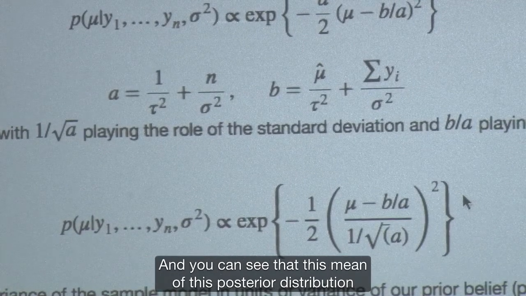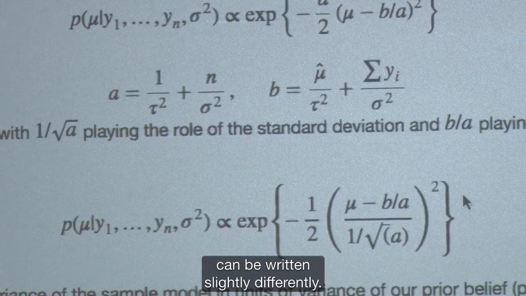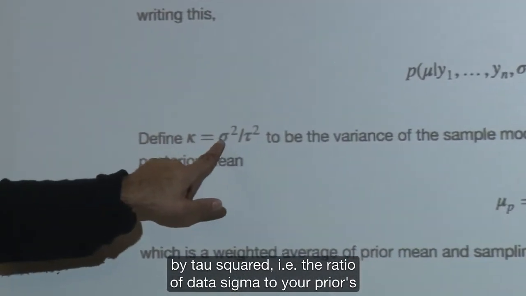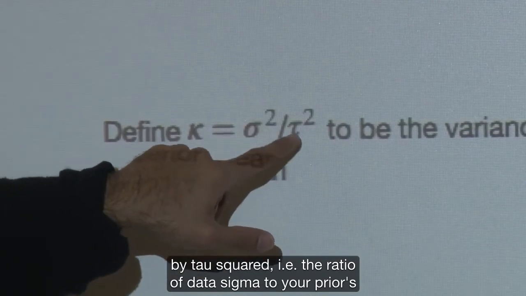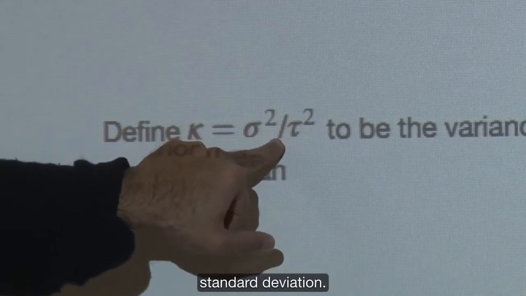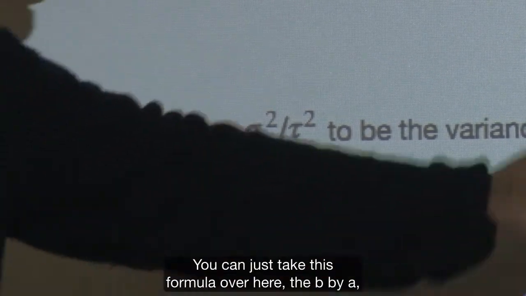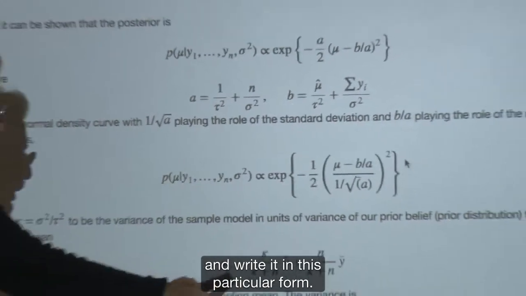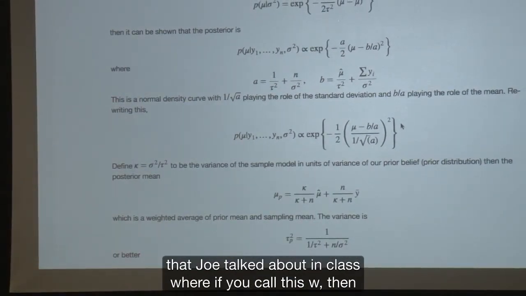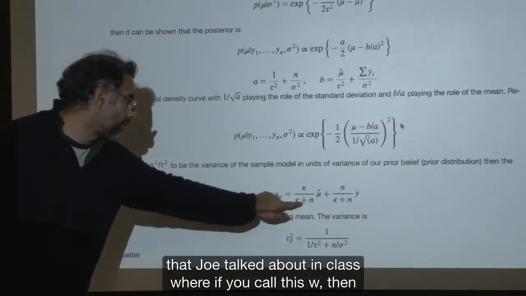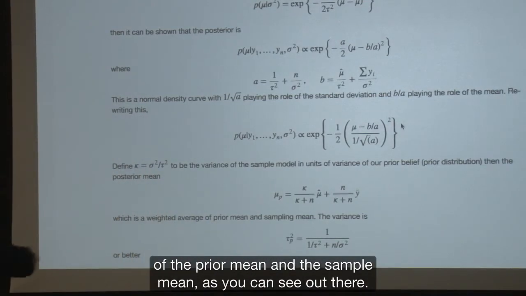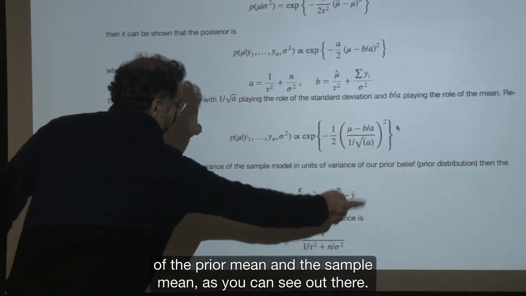And you can see that this mean of the posterior distribution can be written slightly differently. If you define kappa to be sigma squared by tau squared, i.e. the ratio of your data's variance to your prior variance, then you can take this formula over here, the b by a, and write it in this particular form. And straight away you can see that this is of the type that Joe talked about in class, where if you call this w, then this is 1 minus w. So it's this kind of weighted average of the prior mean and the sample mean, as you can see out there.